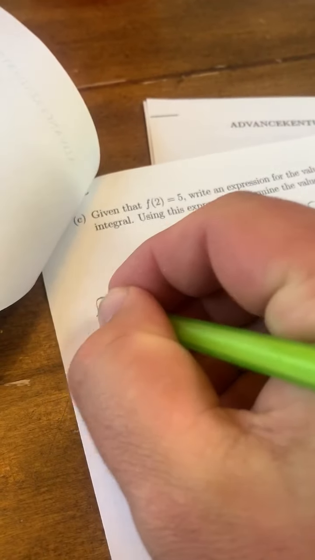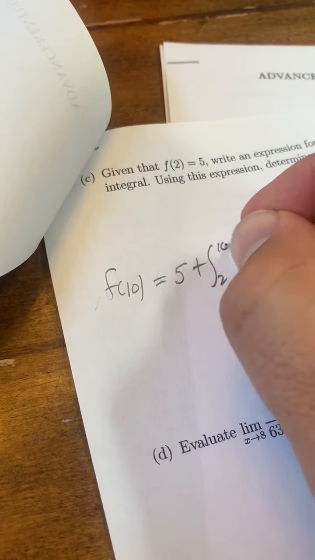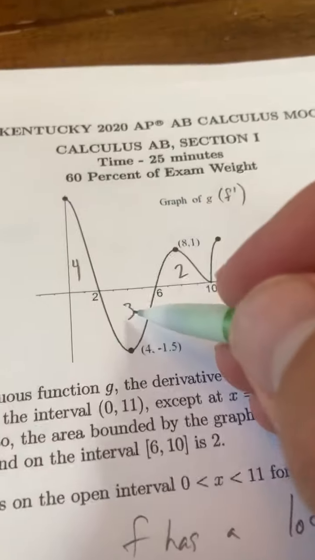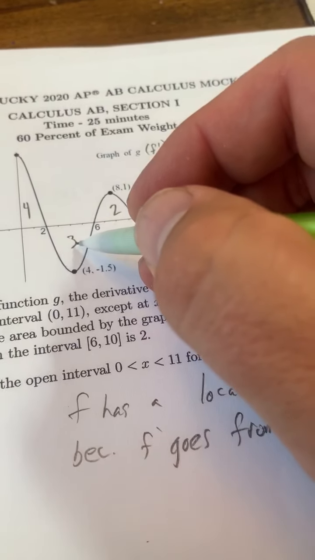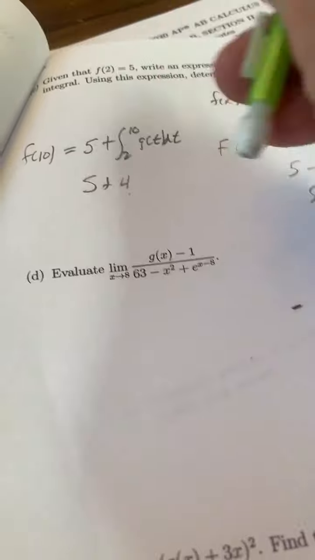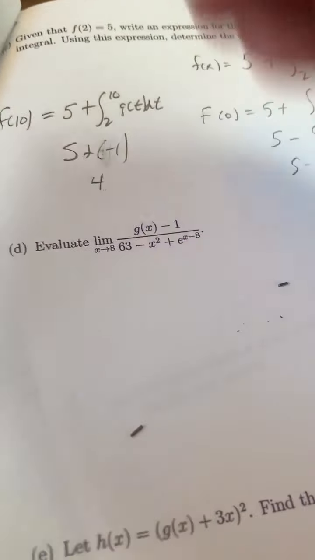Okay, and then if we're going to do f of 10, go over here. F of 10 is going to be 5 plus the integral from 2 to 10 of g of t dt. Okay, so we get 5 plus from 2 to 10, so we get minus 3, which gets me down to 2 plus 2 is 4. So a total, we get a negative 1 out of this, so we get an answer of 4. Sorry, struggling with my pencil.